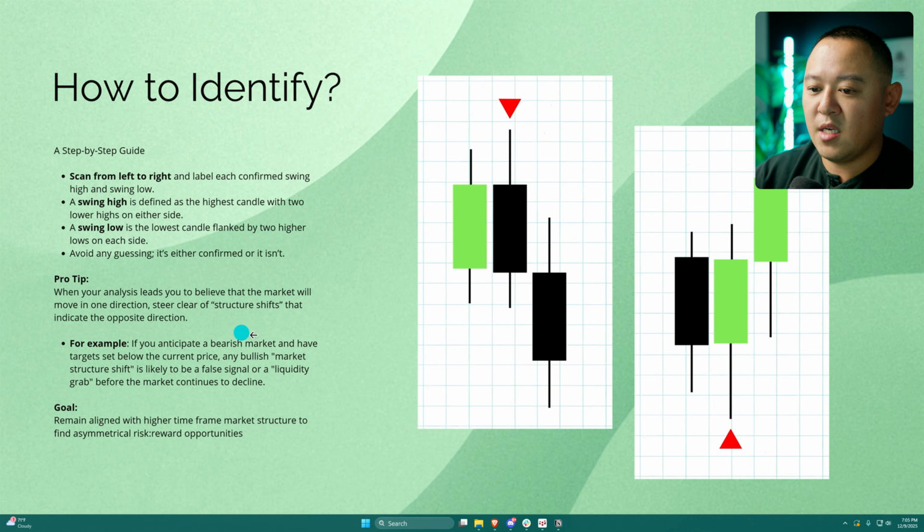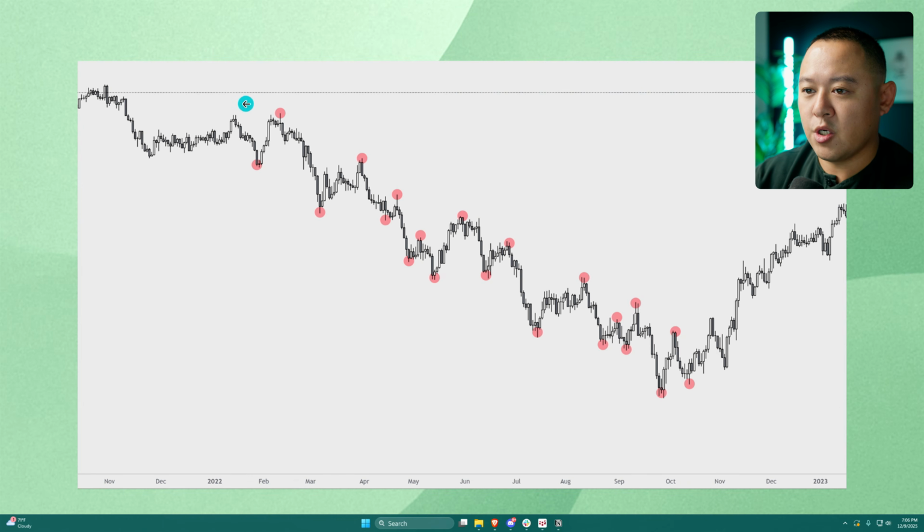So for example, if you anticipate a bearish market, say on a higher time frame, and have targets set below the current price, any bullish market structure shift is likely to be a false signal or a liquidity grab before the market continues to decline. Again, the goal of this is to remain aligned with the higher time frame market structure to find asymmetrical risk-reward opportunities. If you are continuously trying to counter-trend trade against the higher time frame, you will be missing out on the higher risk-reward opportunities.